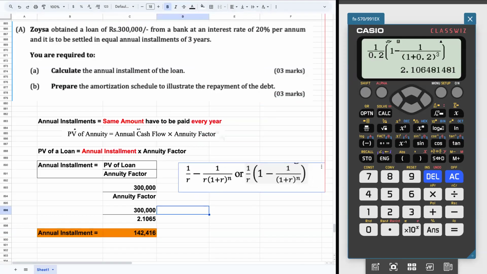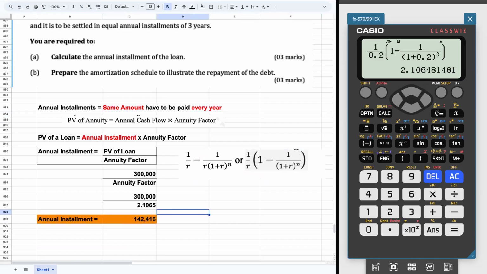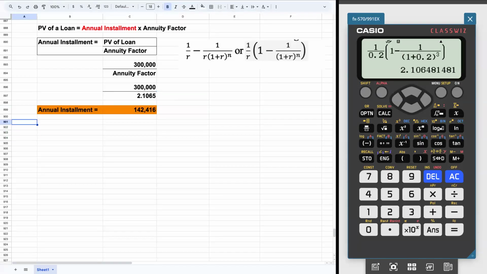So this is a question. Calculate the annual installment of the loan, that is for 3 marks. And the second question, prepare the amortization schedule to illustrate the repayment of the debt. Now, you know about the amortization, no? I told you the amortization table. Can you remember, my dears?